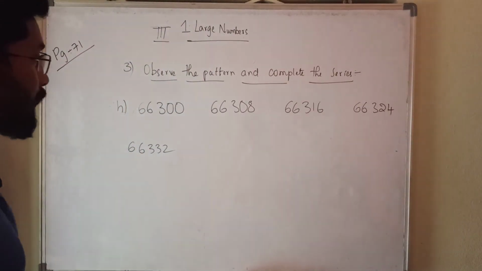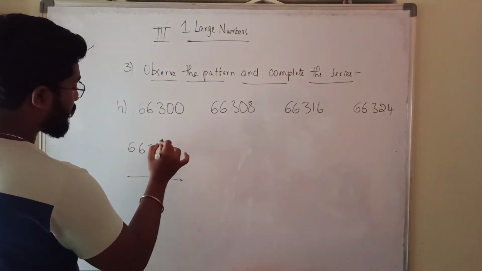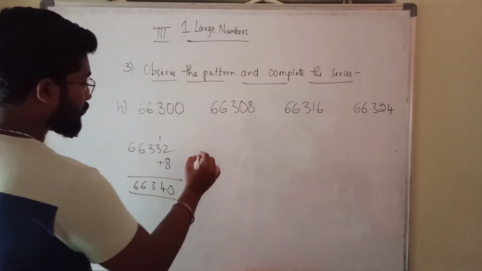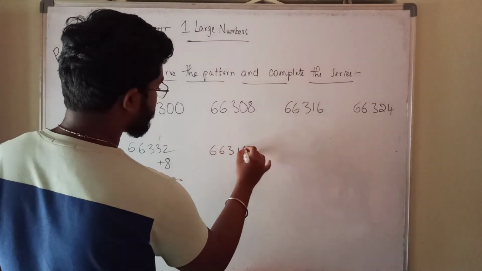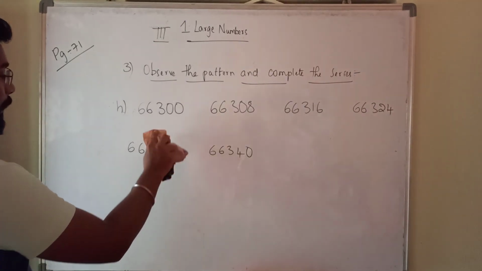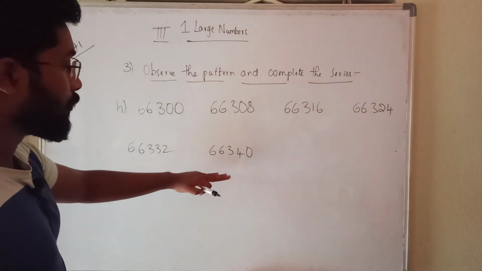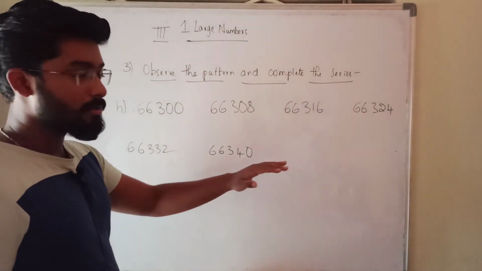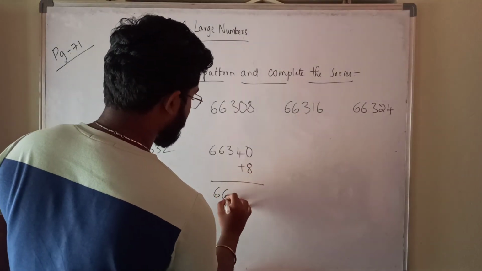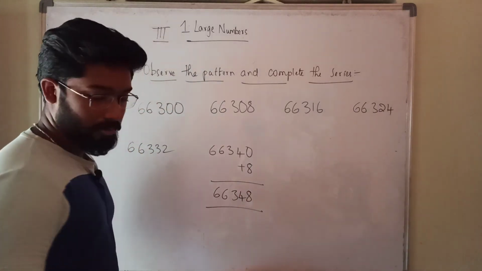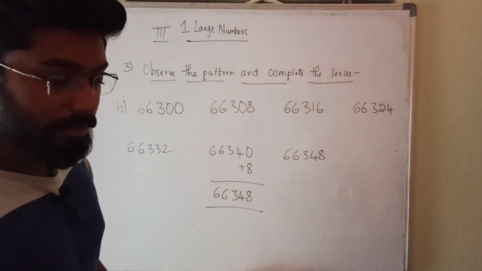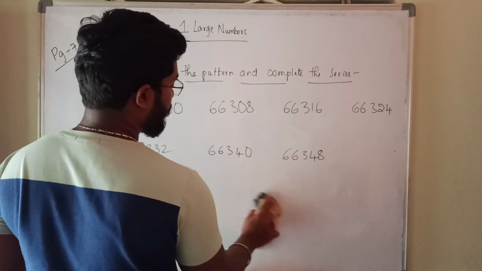Next we have to add 8 to this number. 8 plus 2, 10. 3 plus 1, 4. 3, 6, 6. 66,340. 66,340 is the next number. What I am doing to get the next number, I am adding 8 to the previous number. So I want the next number, no? So this is the previous number to that one. So I am adding 8 plus 8. 66,348 is the answer. Okay. 66,348 is the answer. So like that we have to add 8 to the previous number to get the next number.